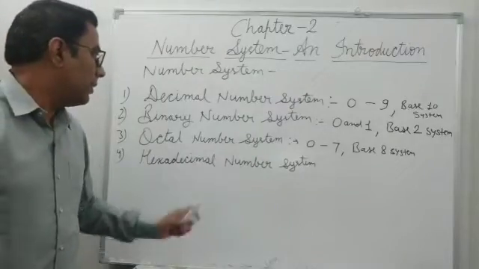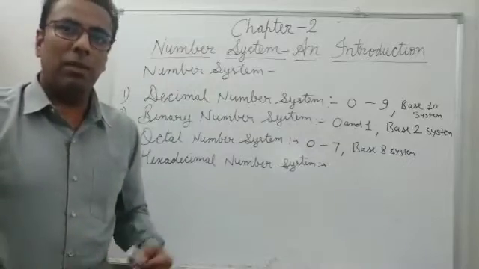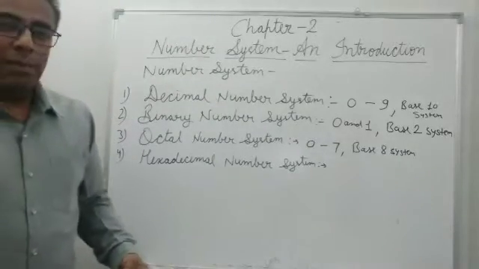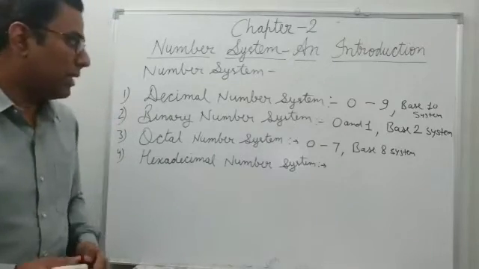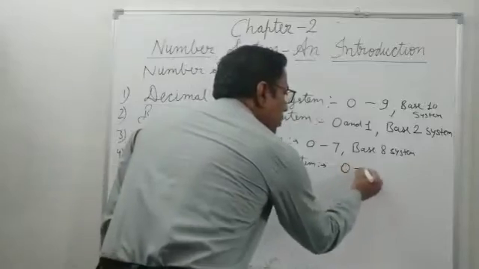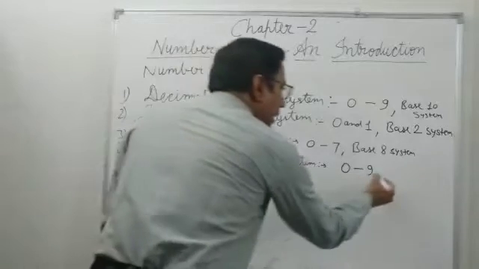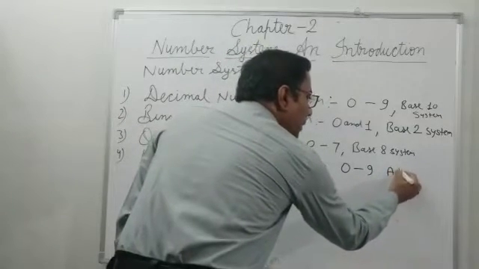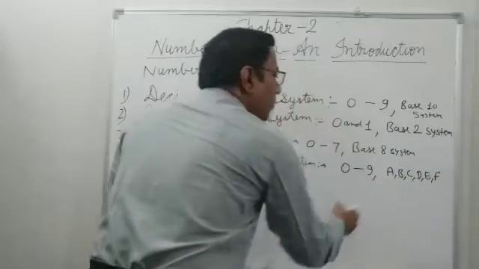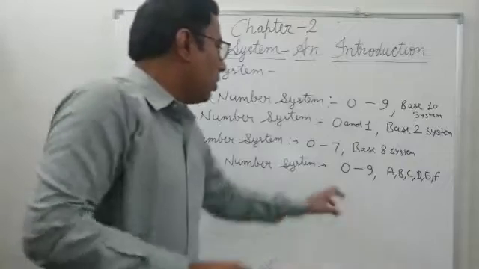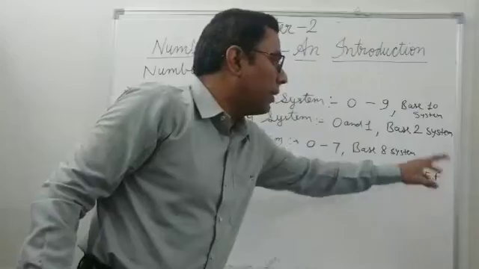The next number system is the hexadecimal number system. The hexadecimal number system has a total of 16 digits. 0 to 9 means a total of 10 digits, and then capital A, capital B, capital C, capital D, capital E and capital F. So 0 to 9 is 10 digits, then 11th, 12th, 13th, 14th, 15th and 16th digit, a total of 16 digits.